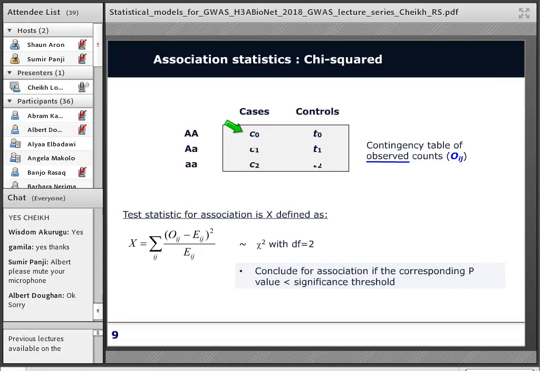T0 is for the controls, and then you have the 6 counts for each of the 3 genotypes within cases and within controls. The test statistic to measure association between the SNP and the disease is just a chi-square, which is defined like this. Many people already know this statistic, which is the sum of the difference between the observed counts, noted Oij, minus the expected count in each cell, squared, divided by the expected counts.